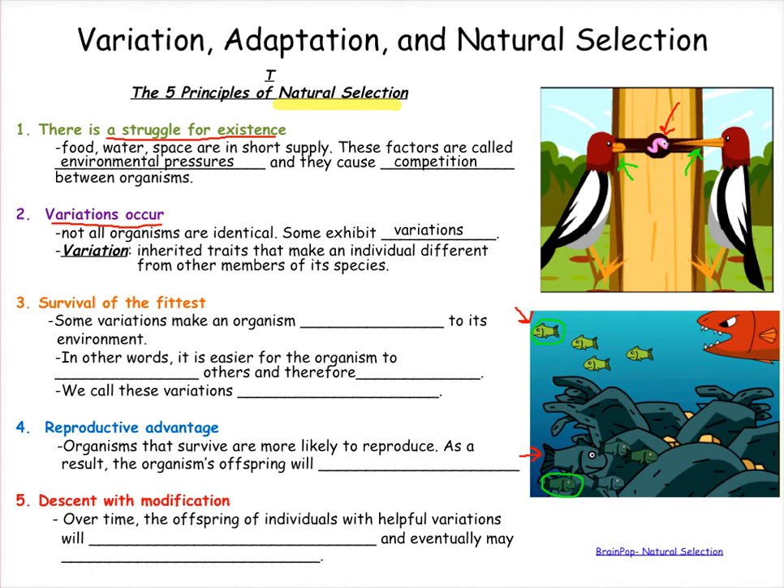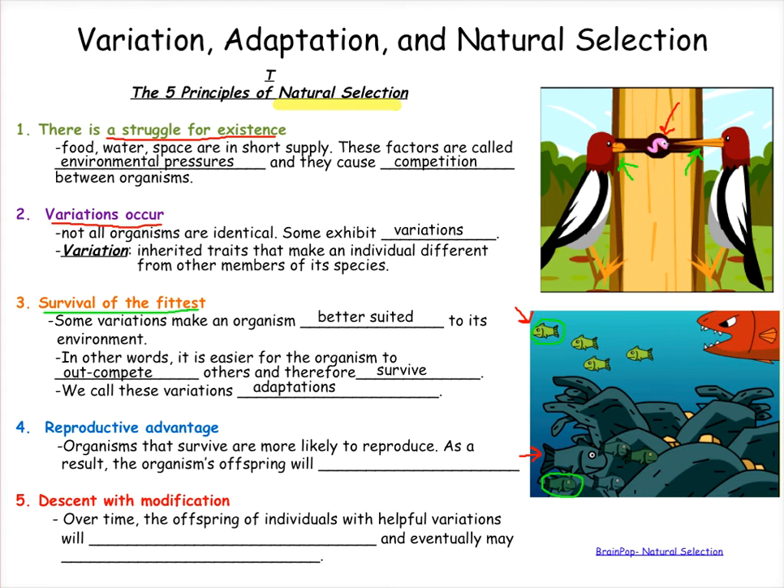This leads to the third principle, which is summed up by a phrase you may have heard of before, which is survival of the fittest. What this means is that sometimes certain variations make an organism better suited to its environment. In other words, the variation makes it easier for that organism to outcompete other members of the population, and therefore have a better chance at survival. Any variation that gives an organism a competitive advantage is called an adaptation.